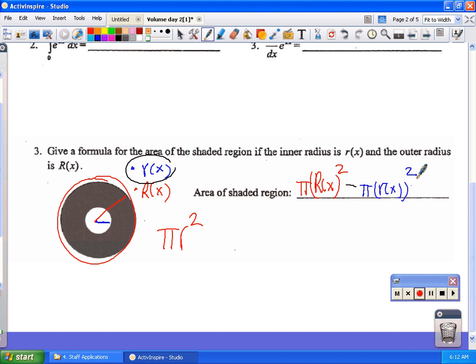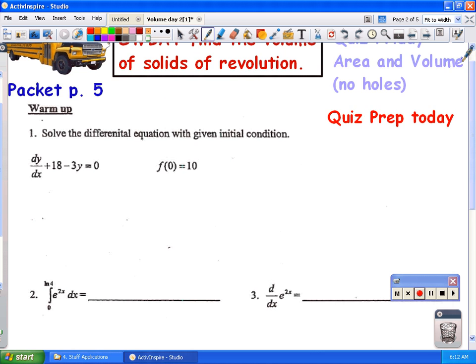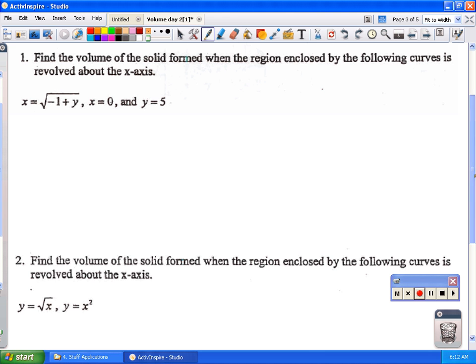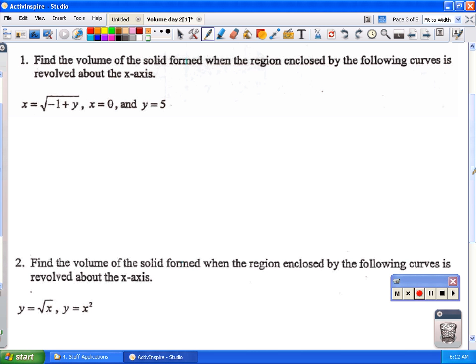So let's take a look at a couple of examples. Most of the premise is the same as it was in the last lesson. So, number one, find the volume of the solid formed when the region enclosed by the following curves is revolved about the x-axis. Since we're revolving about the x-axis, we will be in terms of x.